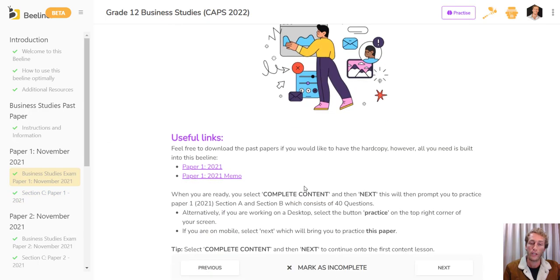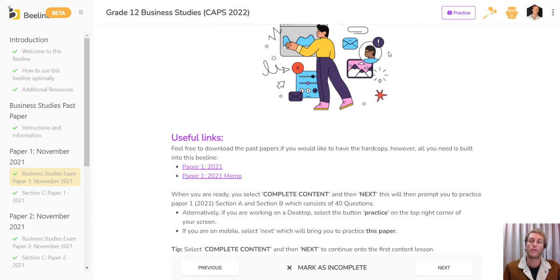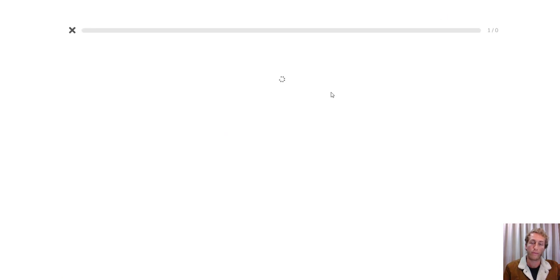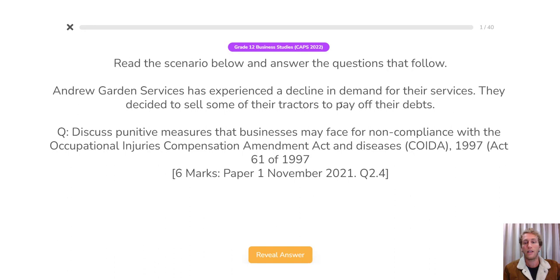When you complete this section, and I've already completed it so I'm going to recomplete it, it'll open up a modal and jump you straight into practice the first time you complete it. Then it will ask you questions from the exam paper. For example, here's a 6-mark question from paper 1, November 2021. Again, have your pen and paper ready. There are actually 40 questions from this exam paper.